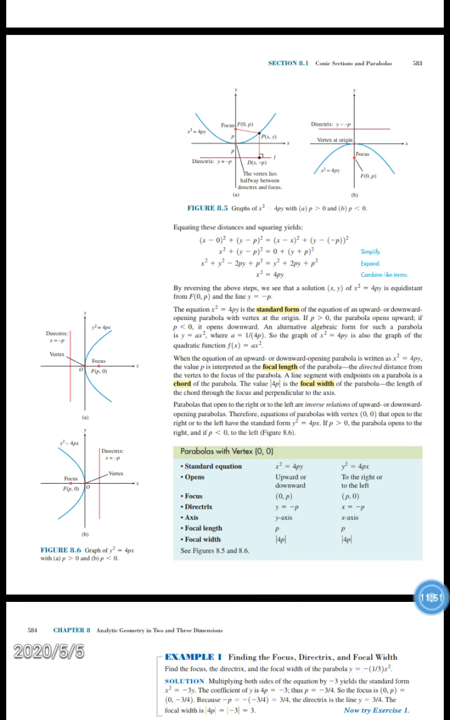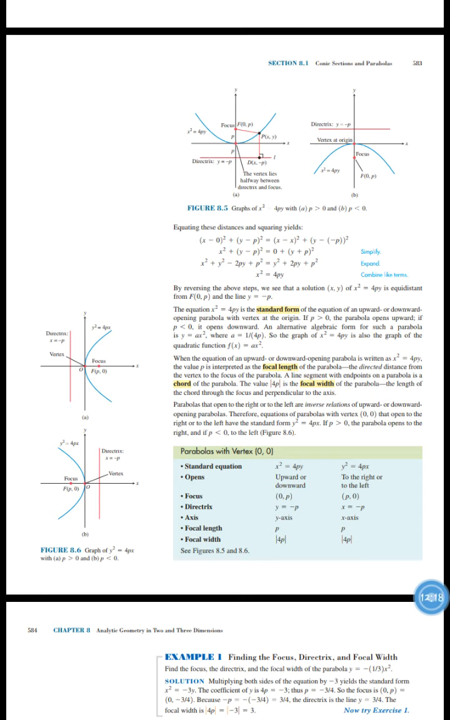What does that mean? The directed distance from the vertex to the focus. That's what we call the focal length. That's just p itself. And the focal width: the length of the chord through the focus and perpendicular to the axis. That's what we call the focal width. That's always the absolute value of 4p. Alright, now we are going to use this information to solve examples.